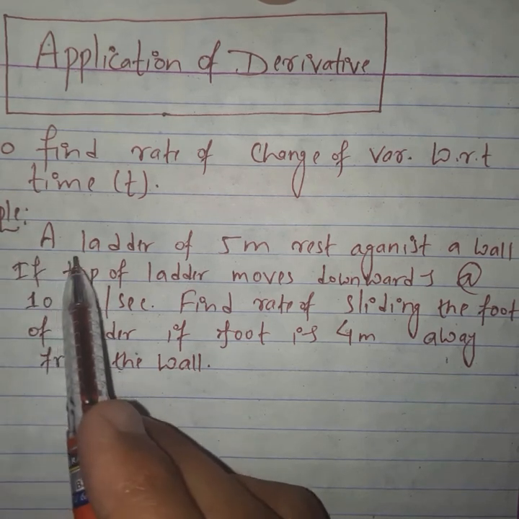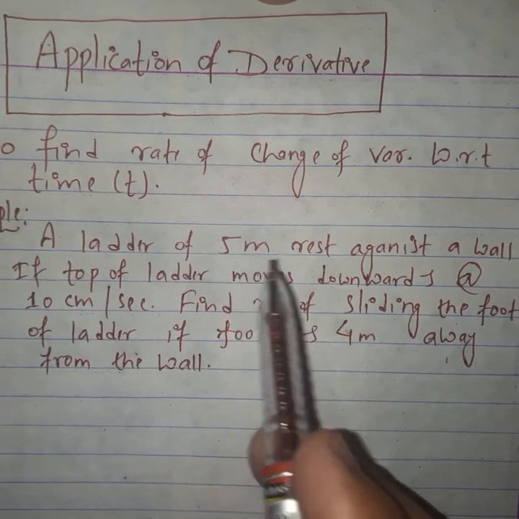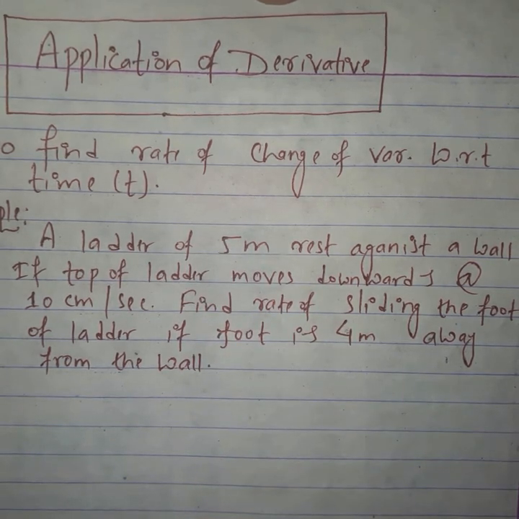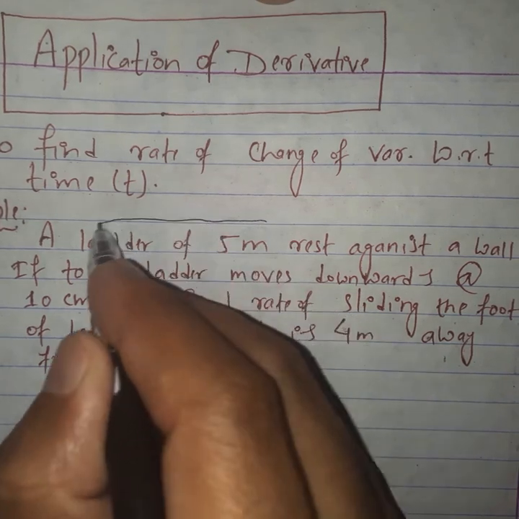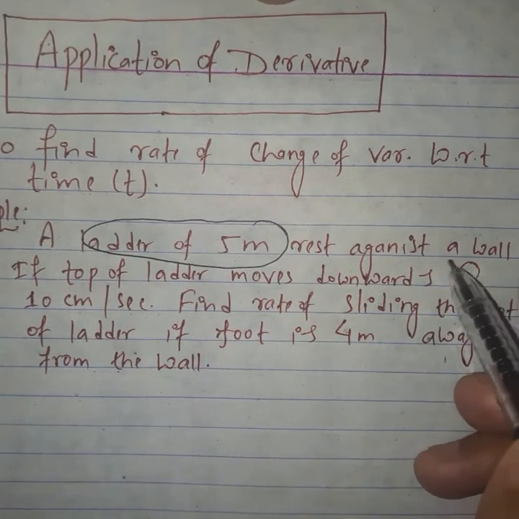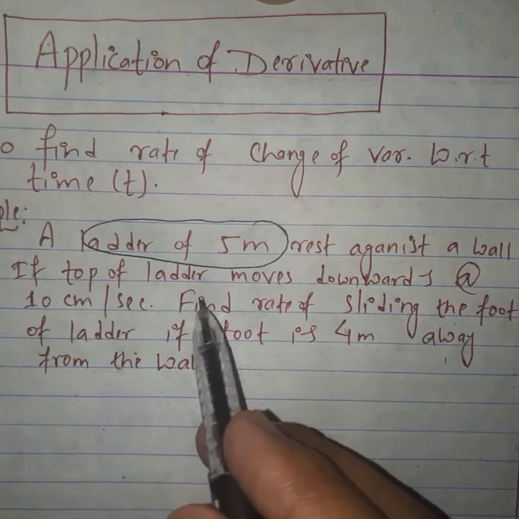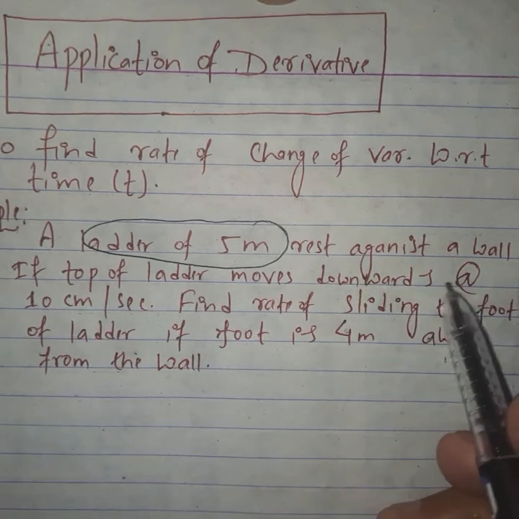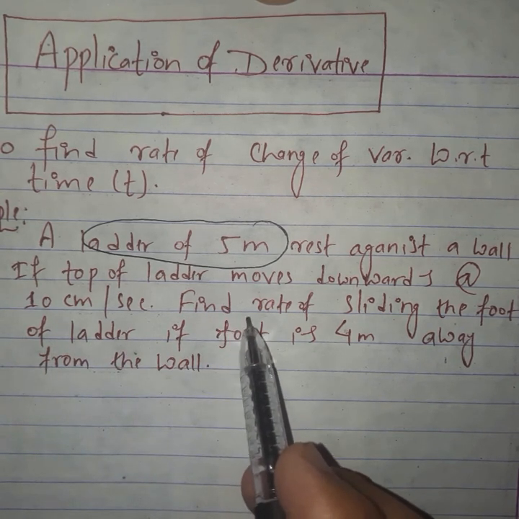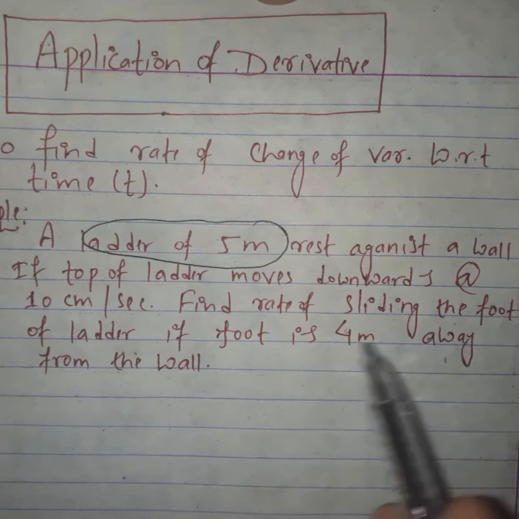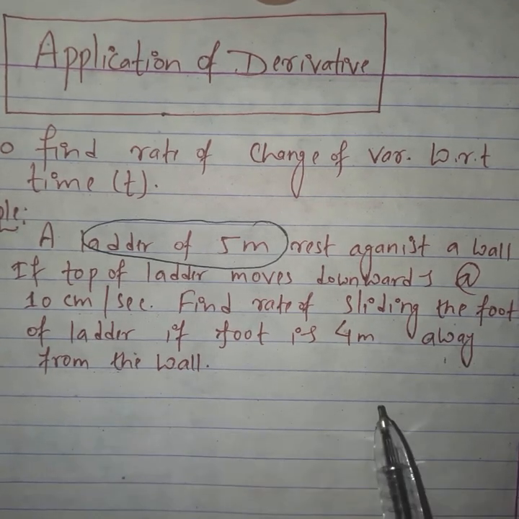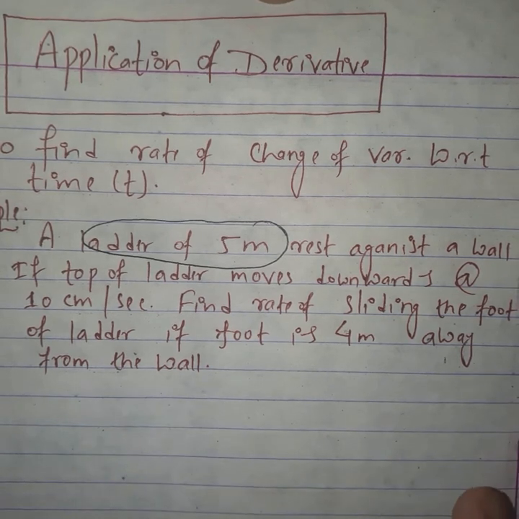Here the question is, a ladder of 5 meter, the length of the ladder is given as 5 meter long, and it is raised against a wall. If the top of the ladder moves downwards at the rate of 10 centimeter per second, then we have to find out the rate of sliding of the foot of the ladder if the foot is 4 meter away from the wall.